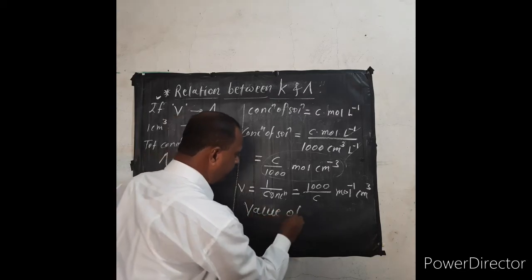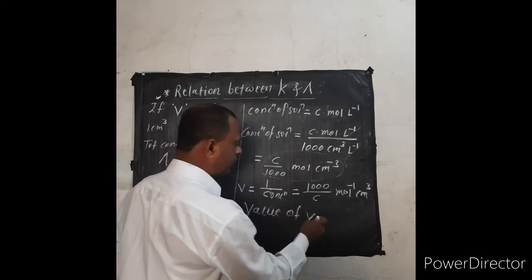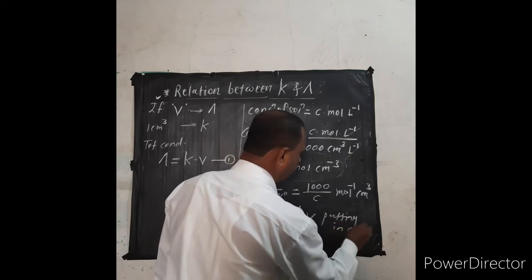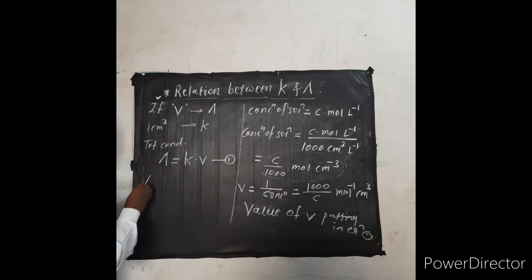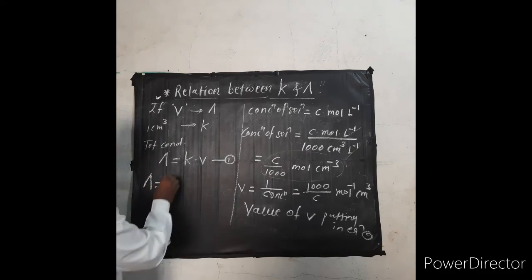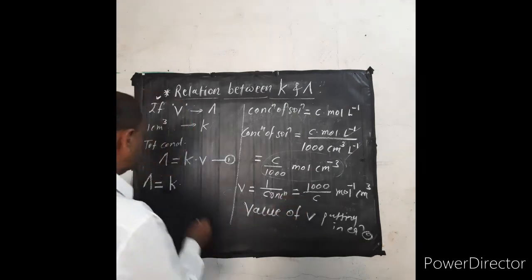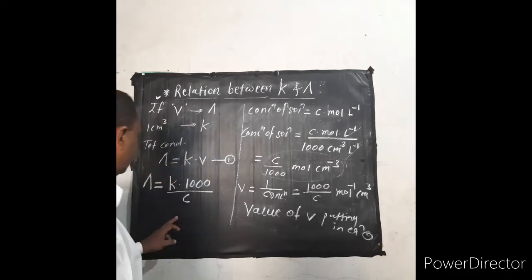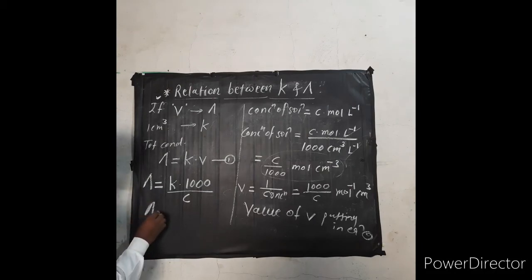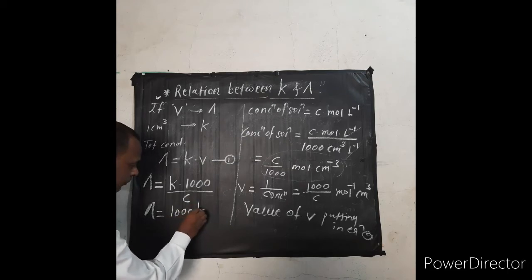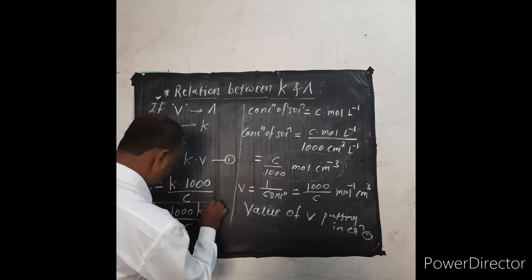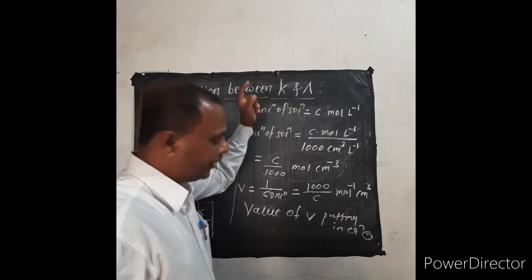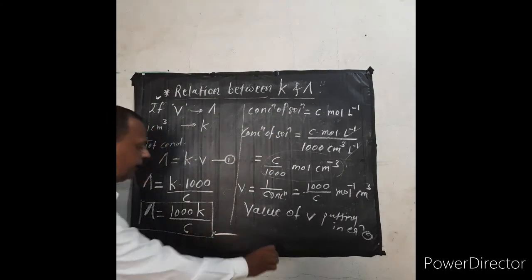Now put this value of V in equation 1. Therefore, we get lambda is equal to K into 1000 upon C, or lambda is equal to 1000 into K upon C. This is the relationship between the molar conductivity and the electrical conductivity.